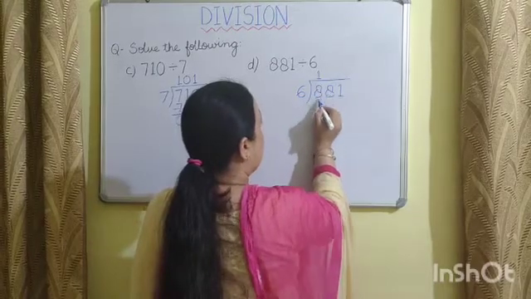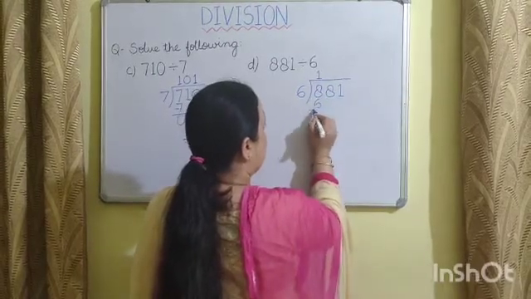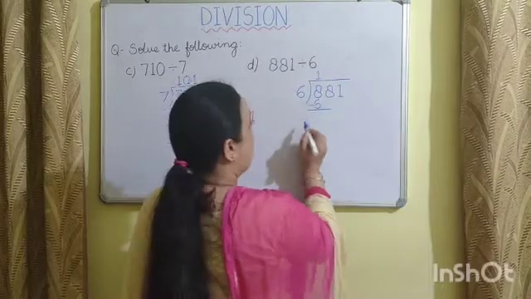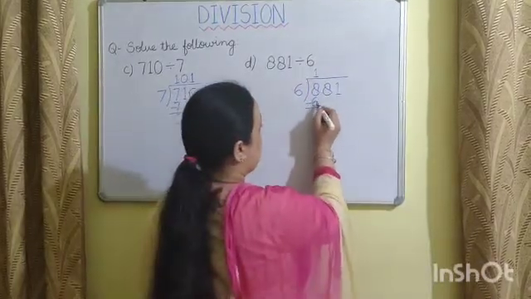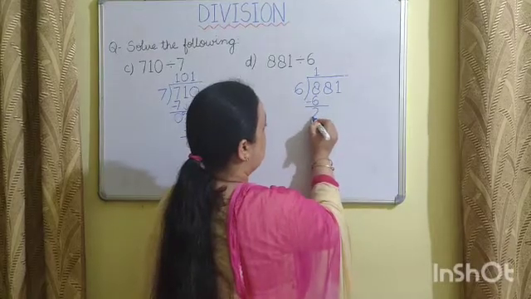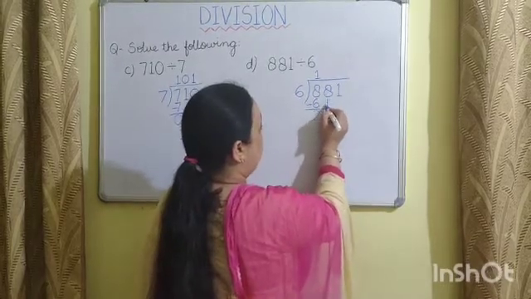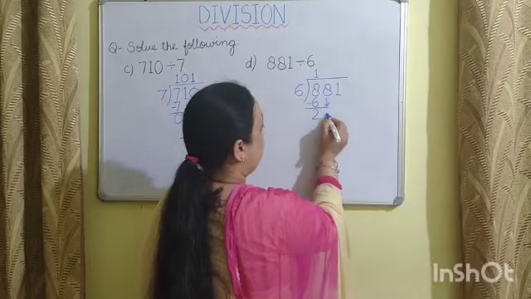6 ones are 6. Why 6 ones are 6? Because 6 twos are 12 is greater than 8. So, we'll take 6 ones are 6. 8 minus 6 is 2. Next, we are going to copy down this 8 here.